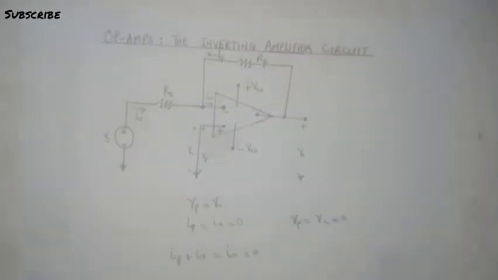So the inverting amplifier does two things. It inverts the signal, it changes the sign of the signal, it shifts the phase by 180 degrees, and it also scales or reduces a signal.